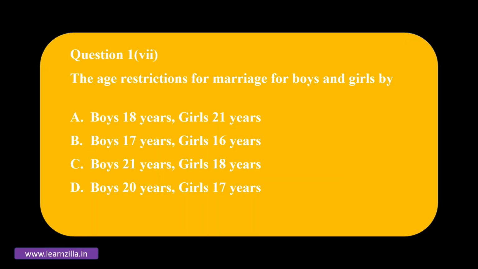Next question, the age restrictions for marriage for boys and girls is what? It's a direct question, a simple question. We know that the right answer is option C. The right age for marriage for boys is 21 years, whereas for girls it is 18 years.